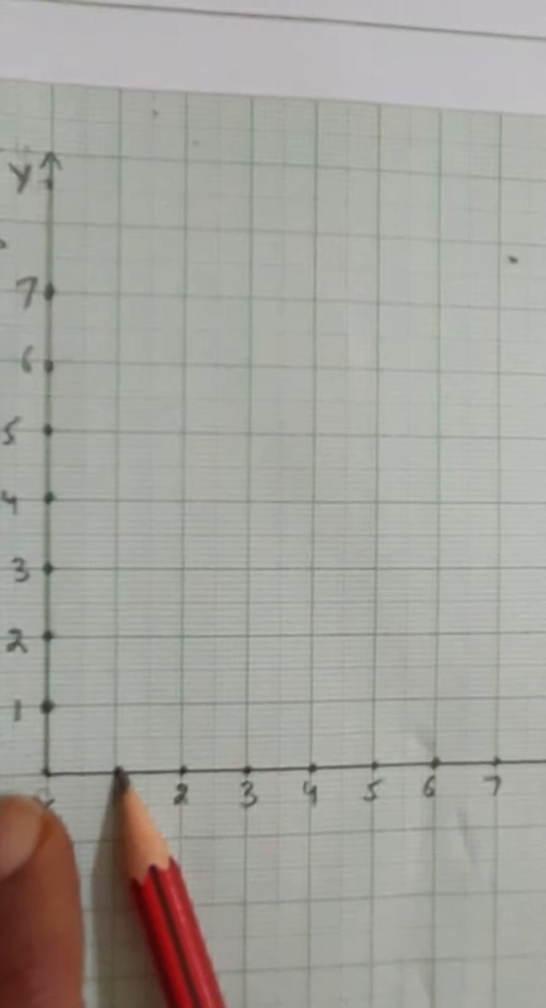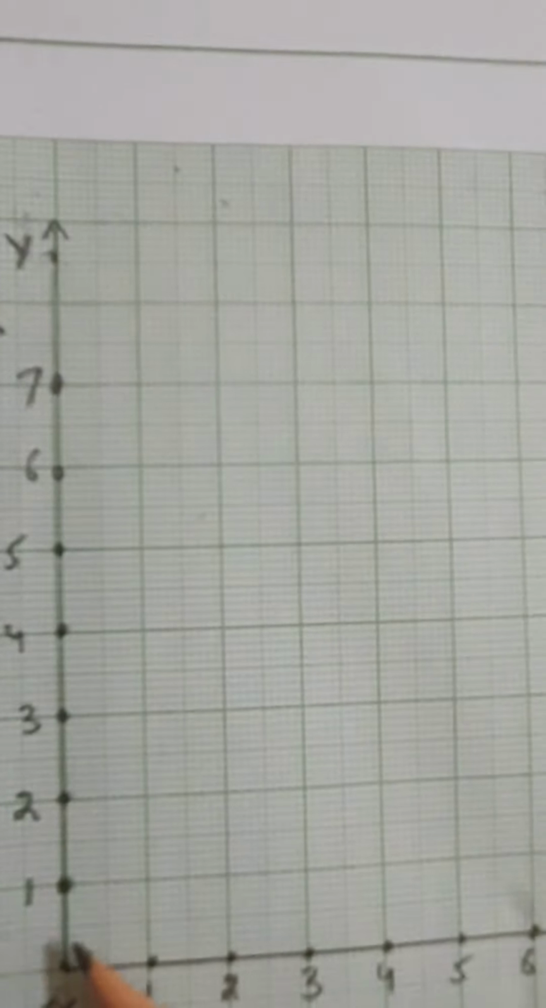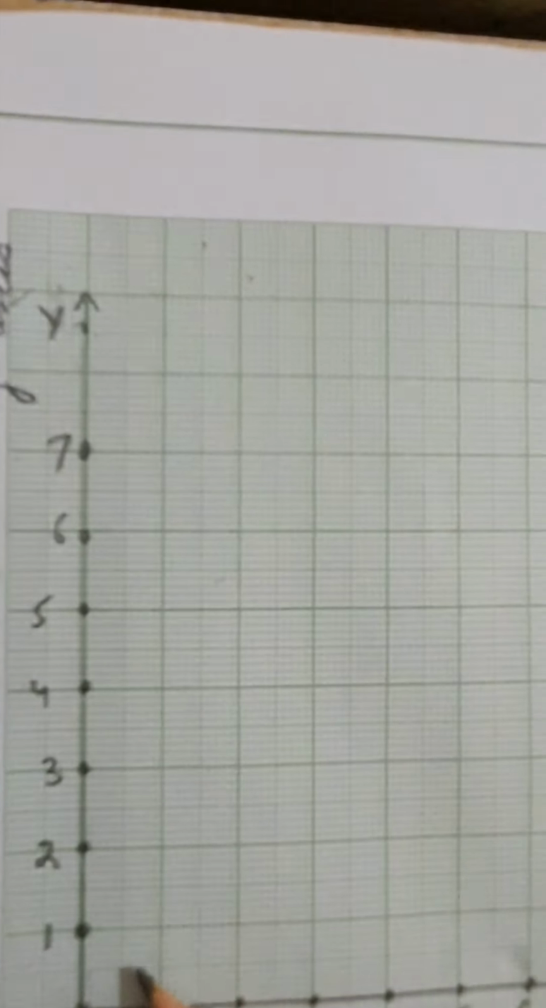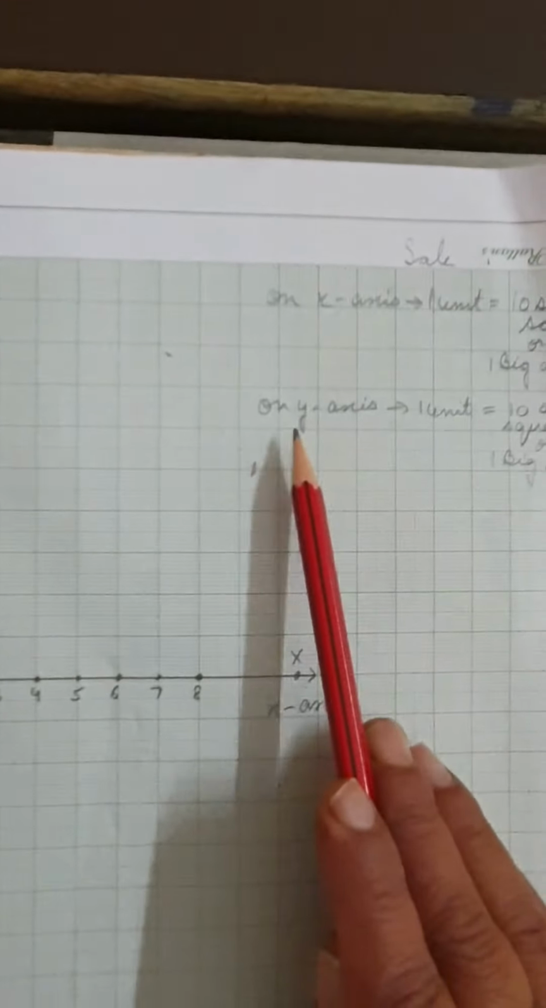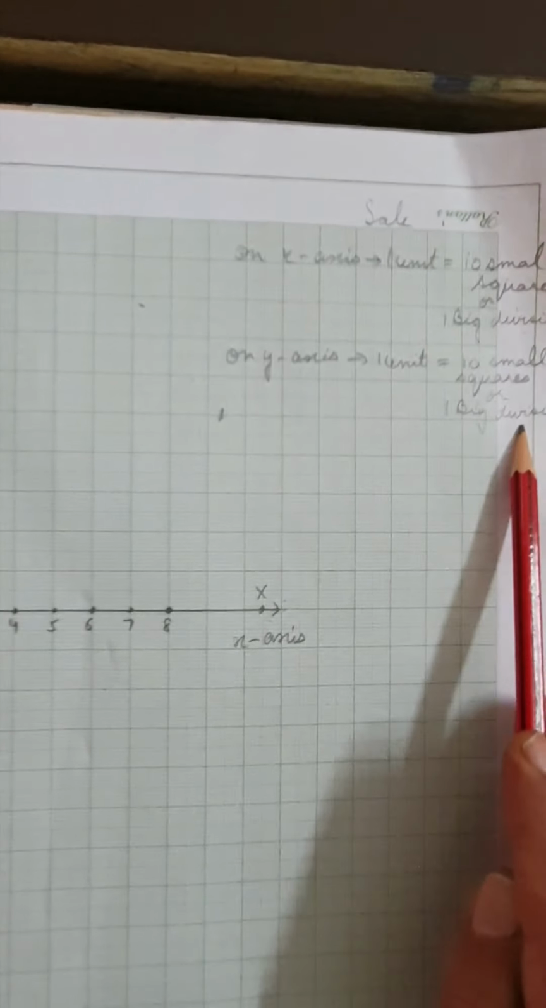Then I mentioned the scale here. On x-axis, 1 unit is equal to 10 small squares or 1 big division. See, I have taken 10 small squares, or this is called 1 big division. So you can write anything there, right? On y-axis, I have written 1 unit is equal to 10 small squares. I have taken the same gap. So you can take a different one also. If you have marked the point here, then you can write it as 5 small squares. Anything you can take up. So whatever you have decided to take up as a scale, you have to mention that on y-axis 1 unit is equal to 10 small squares or 1 big division.